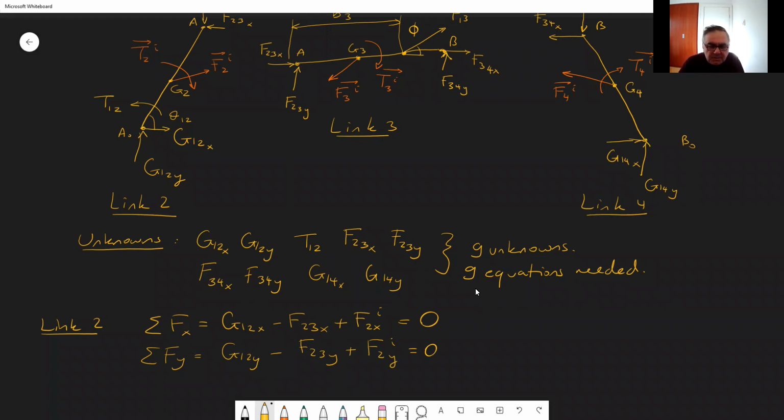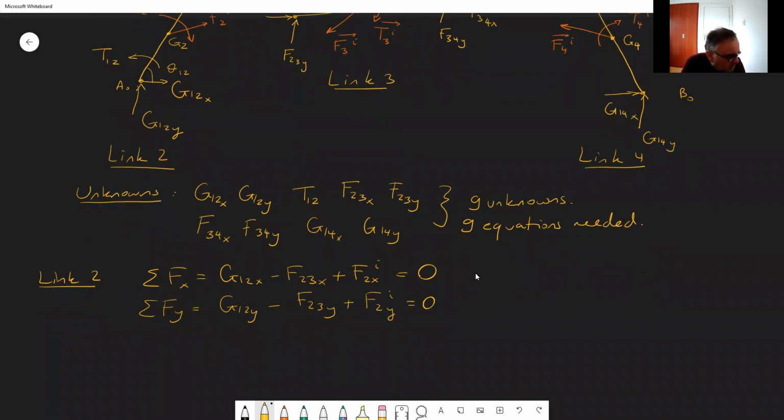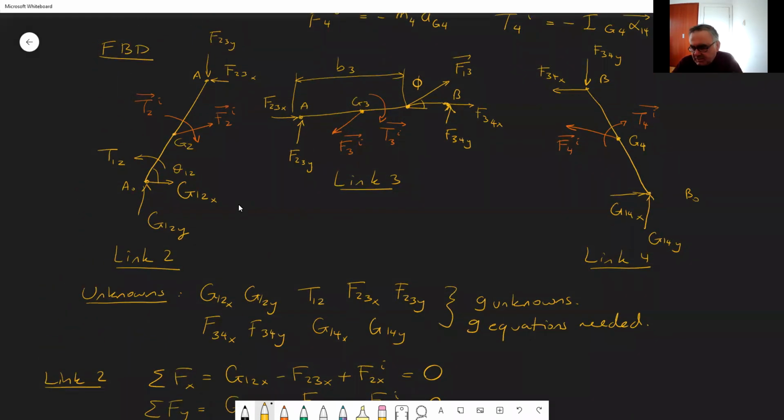And finally, we need to take the moment of these forces. Well, for the sake of taking moments, let's say that this F2 makes an angle of alpha 2, let's say, with the horizontal. Okay.